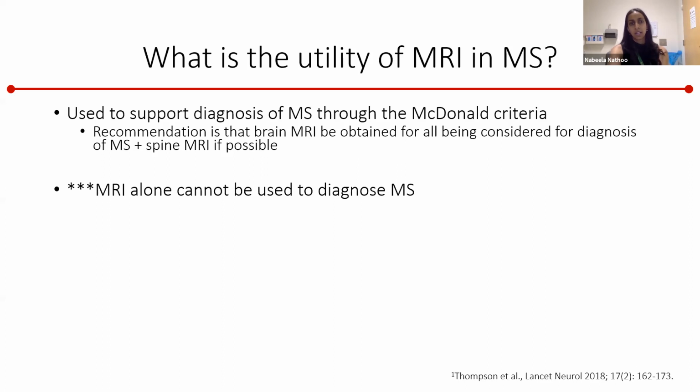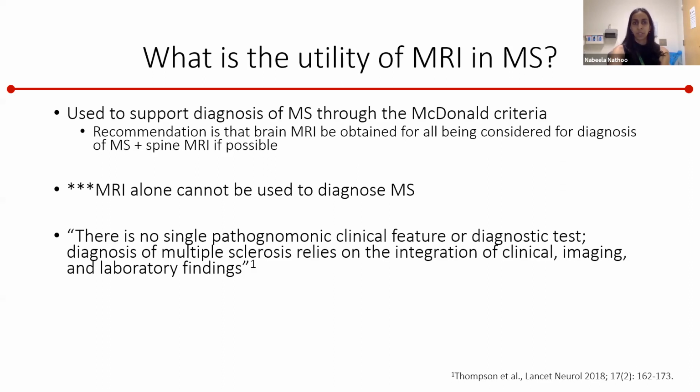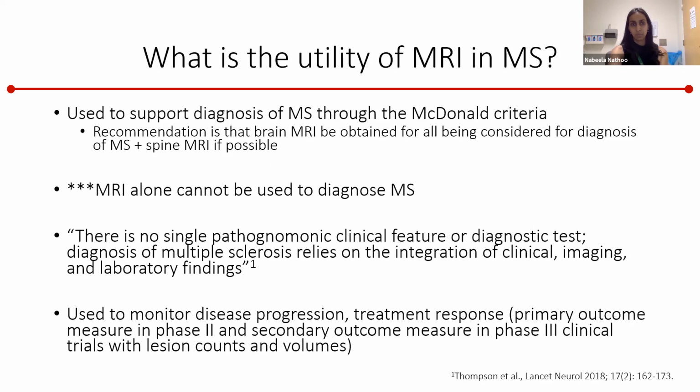The key thing is that MRI alone cannot be used to diagnose MS. This is first and foremost a clinical diagnosis. MRI is what we would call a paraclinical, supportive measure. And I very much appreciated this when I read it a while back: there's no single pathognomonic clinical feature or diagnostic test. Diagnosis of MS relies on the integration of clinical, imaging, and lab findings. So this is very, very critical, right? This is one thing to keep in mind.